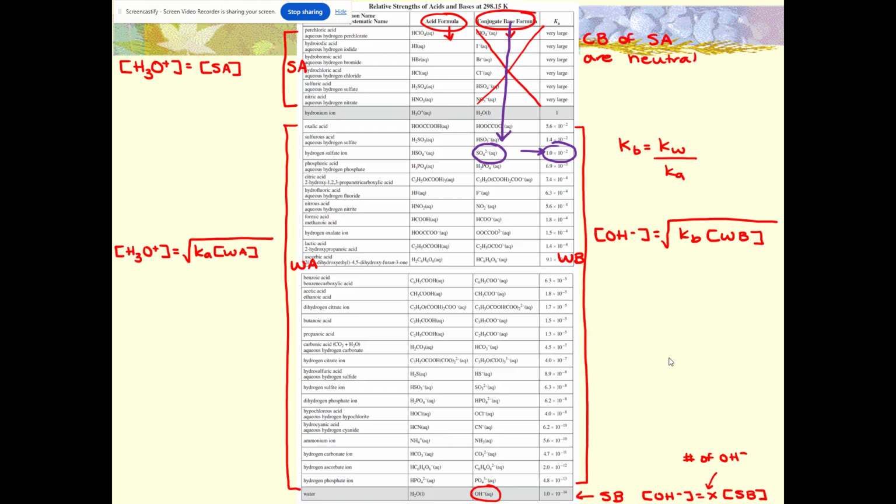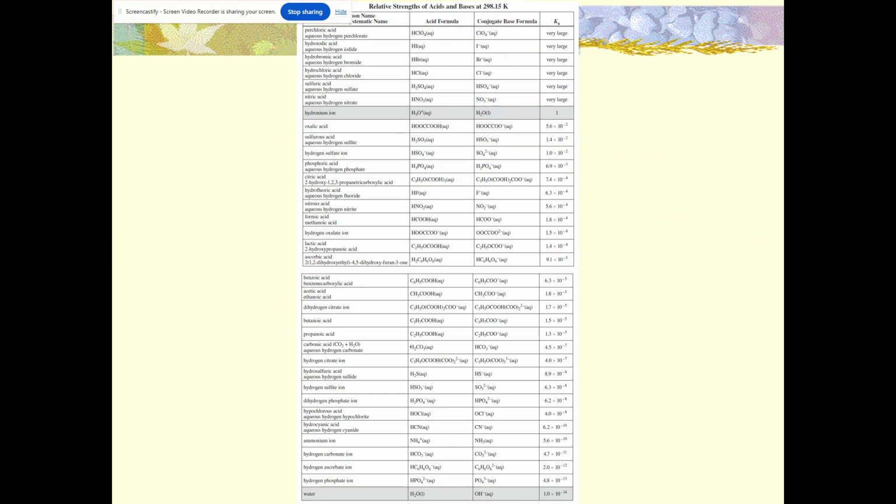Let's go back on that chart and take a look at that again. Okay, OCl is right here. This is the Ka. So obviously that's not the Kb, because I would take Kw and divide it by that value, 4.0 times 10 to the negative 8. Okay, and then it's asking, is it a weaker base than PO4 or the acetate ion?